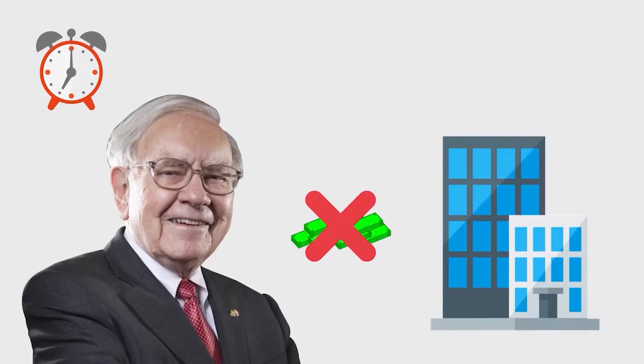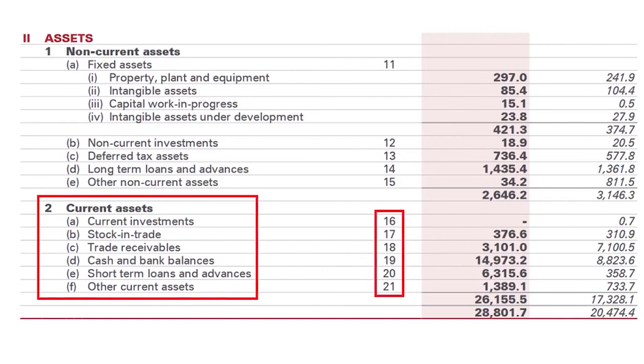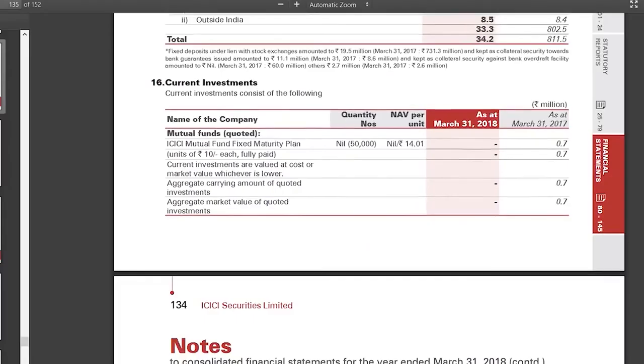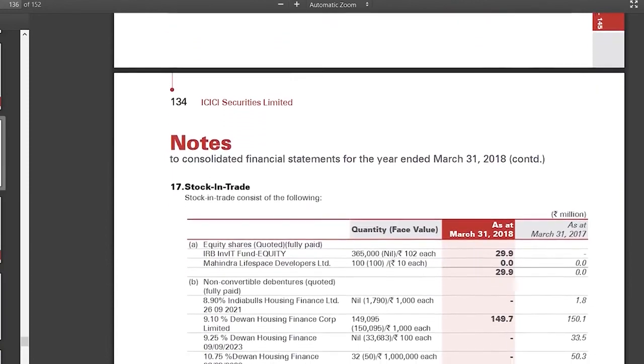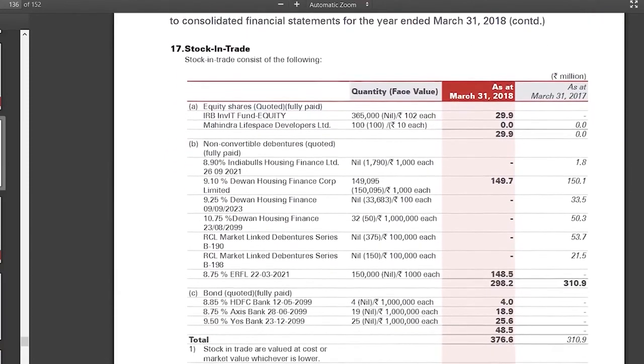Here we can see in the balance sheet of ICICI Securities that apart from cash and cash equivalent, the current assets also include current investments, stock in trade, trade receivables, short-term loans and advances, and other current assets. You have to check all these items and check the note numbers which have been mentioned with them. If the company has given loans and advances for the short term, to which company has it been given? Was it the right decision to give loans and advances? You have to check all these things.